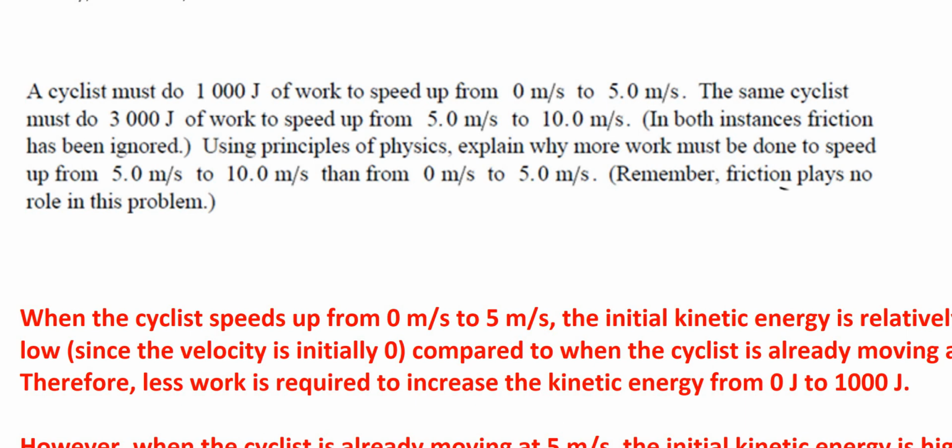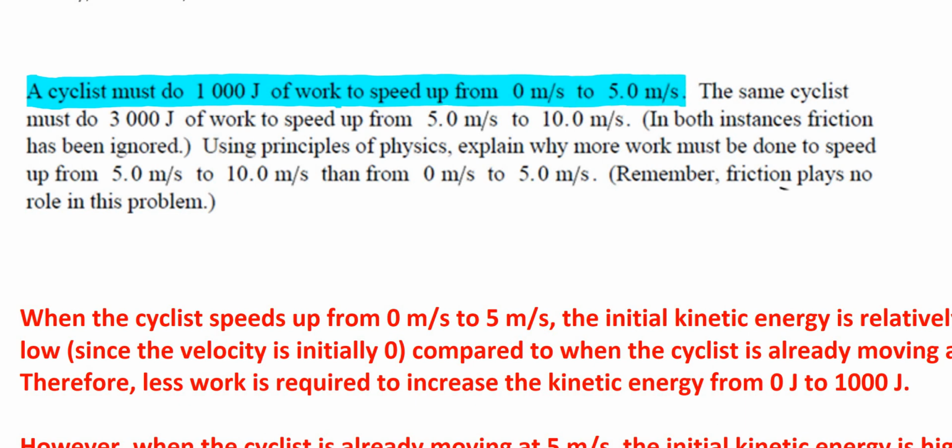I'm now going to move on to a random concept problem here. So there's a word problem here, and we just need to explain what the correct answer is using proper principles of physics. So in this word problem, we have a cyclist that must do 1,000 joules of work to speed up from 0 meters per second to 5 meters per second. Now the same cyclist must do 3,000 joules of work to speed up from 5 meters per second to 10 meters per second.